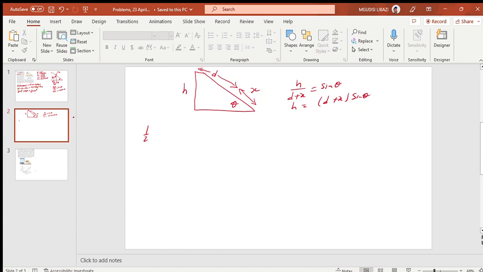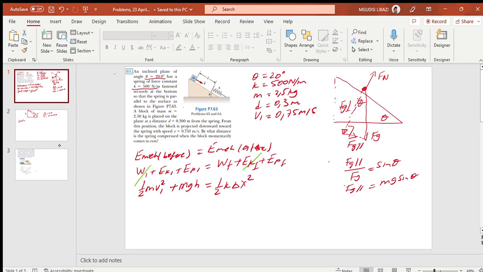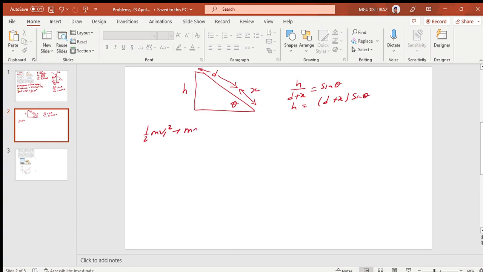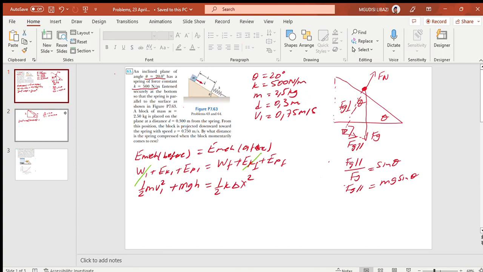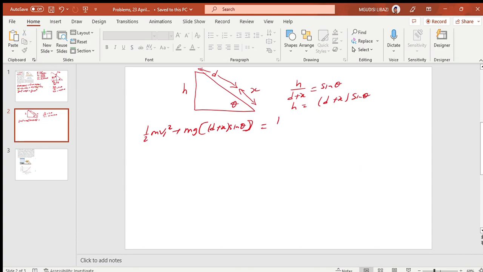That means we can have 1 over 2 m v initial squared plus m g h, which is m g multiplied by the height, and our height now is d plus x multiplied by the sine of theta. That's going to be equal to 1 over 2 k change in x squared. So that's 1 over 2 multiplied by k multiplied by x final squared minus x initial squared. So that's what we have.